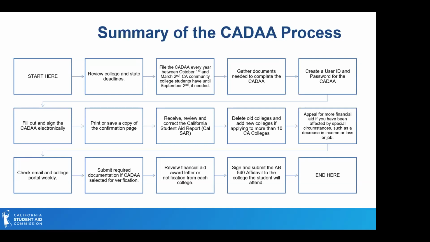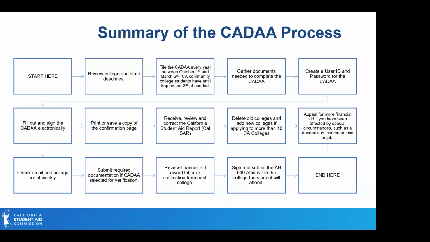And then once they start receiving award notifications, college acceptances, they can decide what college they're planning on attending. From there, they will go into their Web Grants for Students portal to confirm their school of attendance, as well as confirm their high school graduation date. And I'll talk about that in the next few slides. And last but not least, once they decide what college of attendance they're planning on attending, they will need to submit that AB 540 affidavit.